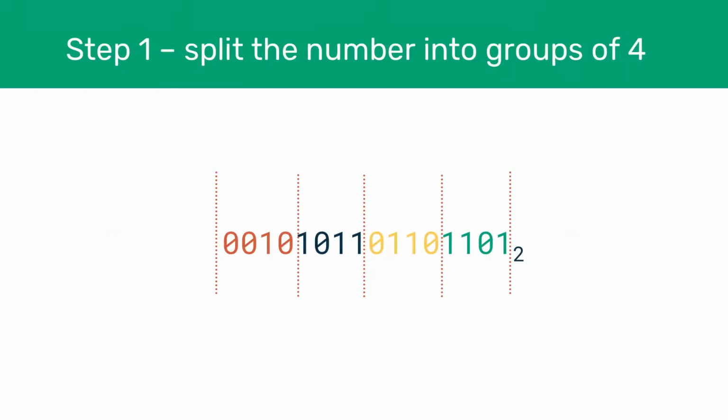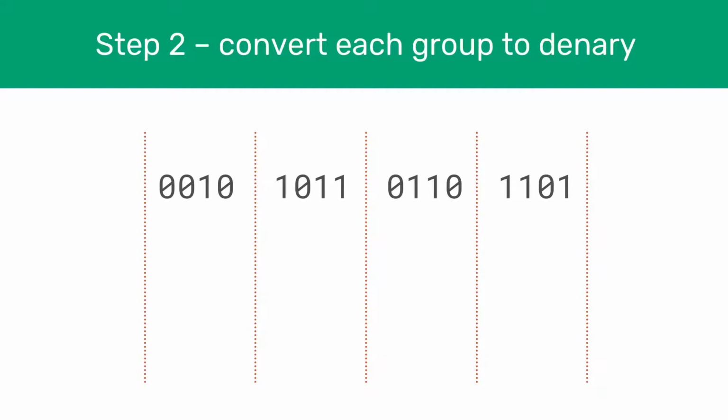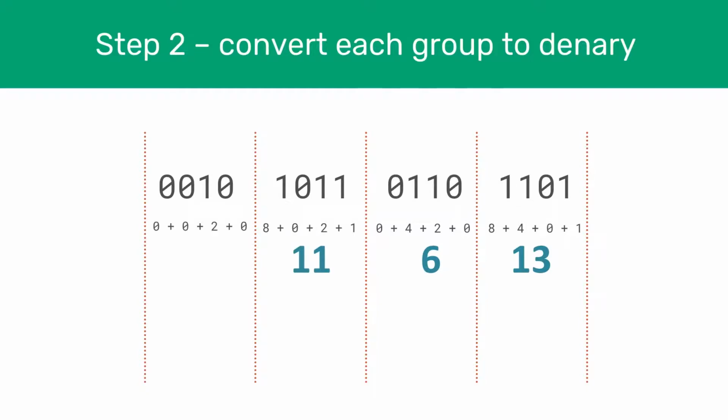The first thing we do is split the number up into groups of 4, and always remember to go from right to left when you split a number up. If we now convert the groups of 4 into denary numbers, we're going to have this here. From right to left, 1101 is 13, 0110 is 6, 1011 is 11, and 0010 is 2.